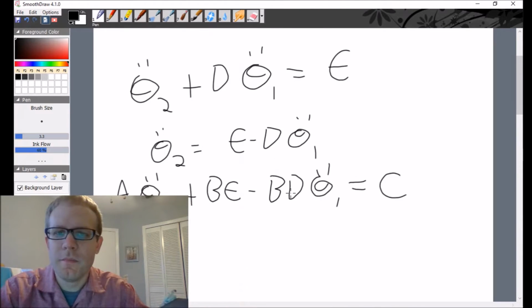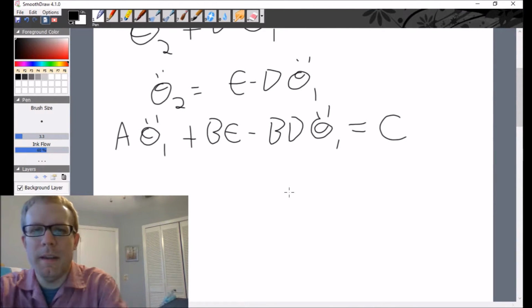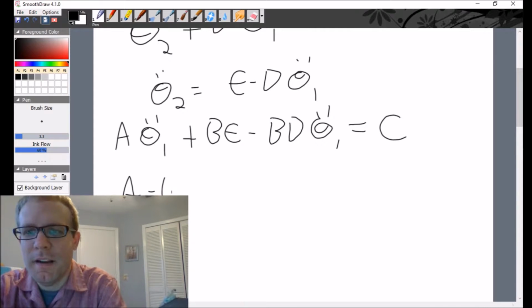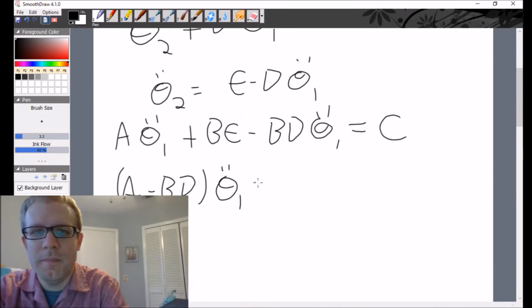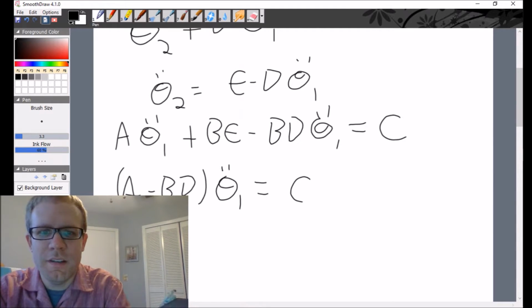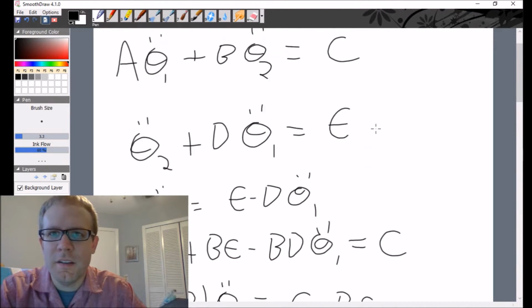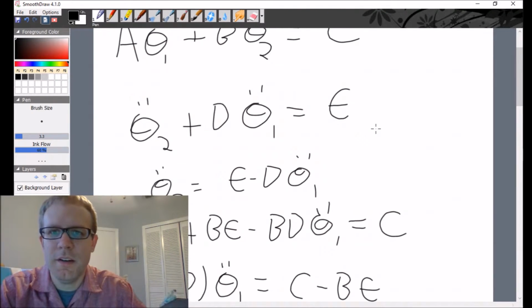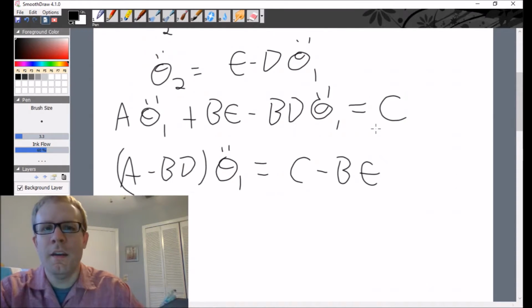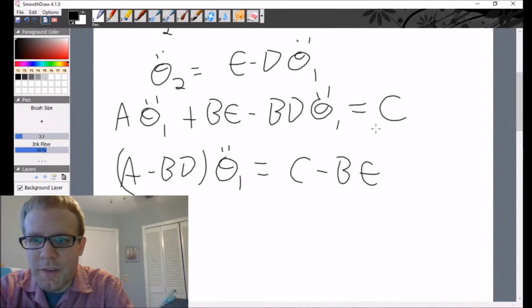There we go. Okay, cool. So that means I've got A minus BD all multiplying theta double dot 1, and that's going to equal C minus BE. Right, so I've got A minus BD over there, C minus BE over there, because the BE is going to be positive on the left-hand side.